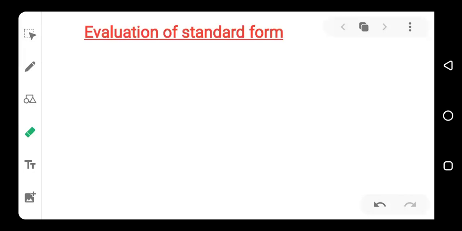Today we want to continue with our discussion on standard forms, and we are going to be learning how to evaluate numbers expressed in standard form. Maybe two numbers that are expressed in standard form. How can we multiply them? How can we divide them? How can we add them? And how can we subtract them? That is what we are doing in evaluation of standard form.